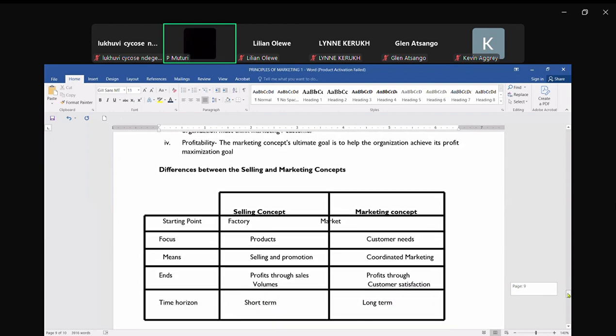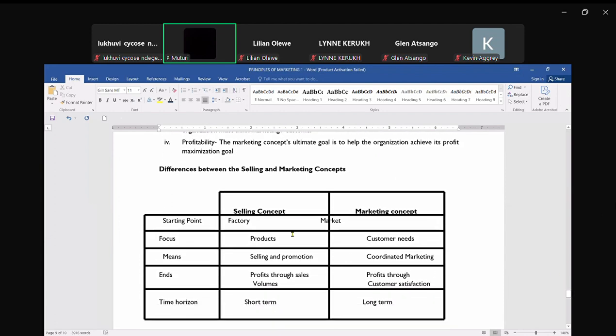There's a diagram here that I would want you to look at when you get this set of notes. The difference between the selling and the marketing concept on some key elements. For instance, the starting point. Where does the selling concept start? The factory, manufacture the product, then push it aggressively. The marketing concept starts with the market, understand the customer needs. And then come up with a product that is suited to those needs.